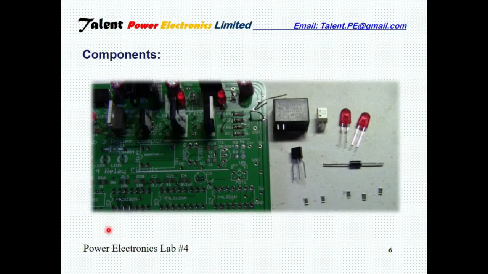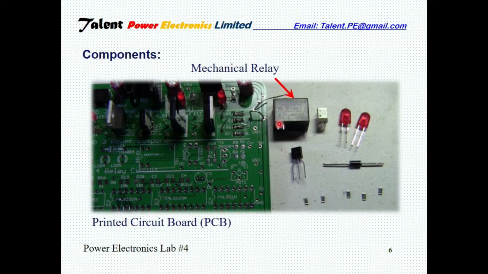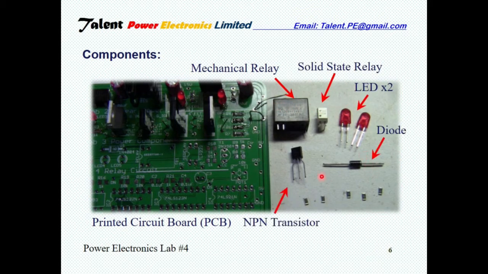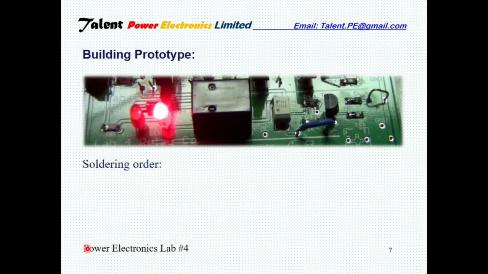The components used in this lab are the printed circuit board PCB, the linear power supply built in Lab 2, a mechanical relay, a solid-state relay, 2 LED lights, 1 diode, 1 NPN transistor, 5 surface mount resistors including 2 pieces of 1K, 2 pieces of 510 ohms, and 1 piece of 5.1K. Now let's populate the components onto the PCB step by step.